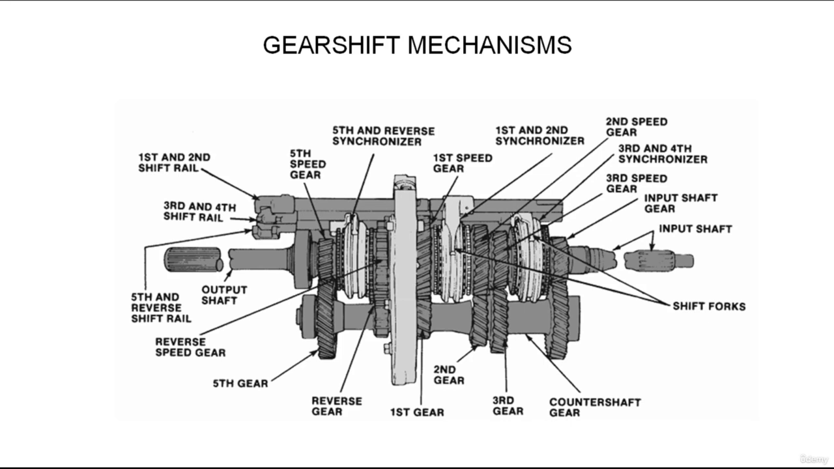The shift rails transfer motion from the driver-controlled gear shift lever to the shift forks. The shift forks are semicircular castings connected to the shift rails with split pins. The shift fork rests in the groove in the synchronizer sleeve and surrounds about one half of the sleeve circumference. The gear shift lever is connected to the shift forks by means of the gear shift linkage. Linkage designs vary between manufacturers but can generally be classified as being direct or remote.